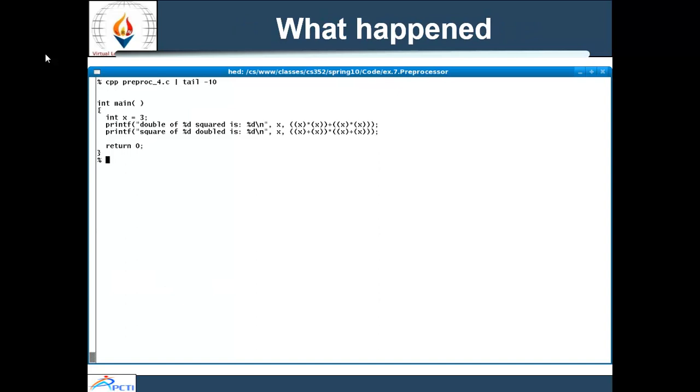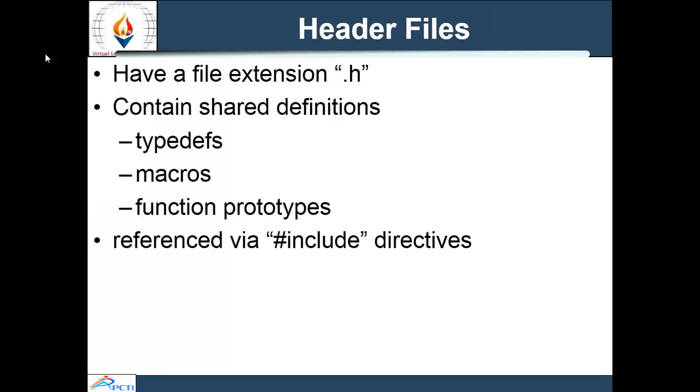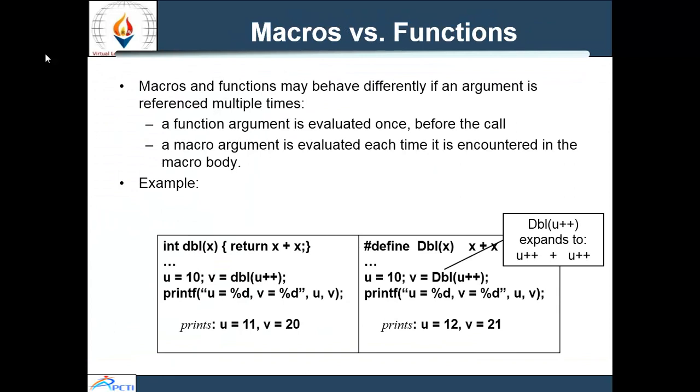So this is the correct information which we can place by using the brackets. Next topic is the difference between macros and functions. Here's a little bit of difference between macros and functions. Macros may behave differently if an argument is referenced multiple times.